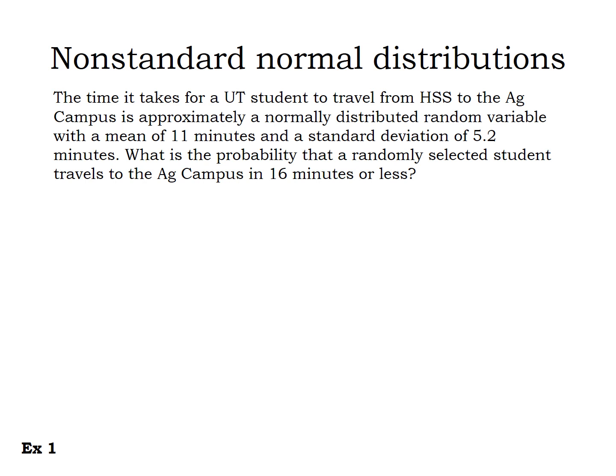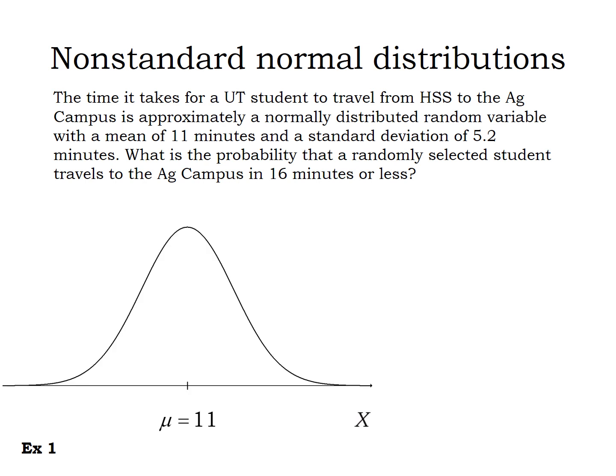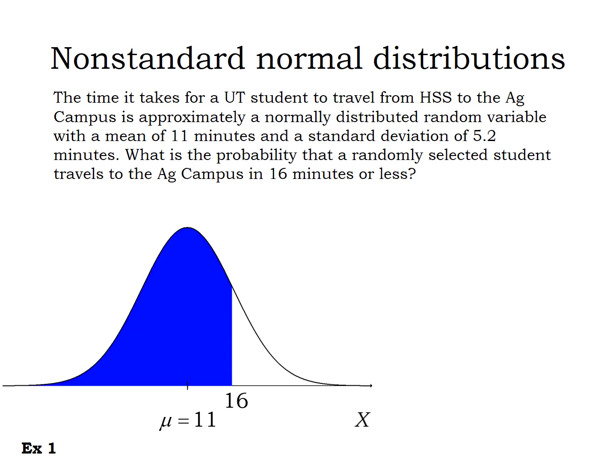minutes or less. As with all continuous distributions, first thing we're going to do is draw the graph. We have a bell curve because we're normally distributed. The mean is 11. We want the probability that the time to get to the Ag campus is 16 minutes or less, so we're going to shade in everything to the left of 16 minutes. And to find this area, we're going to use our normal CDF function.